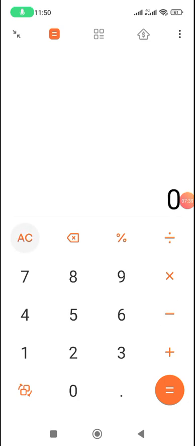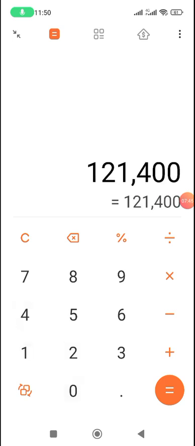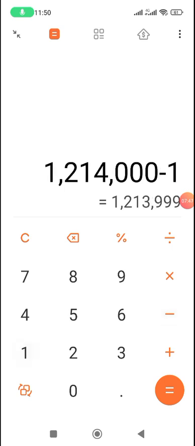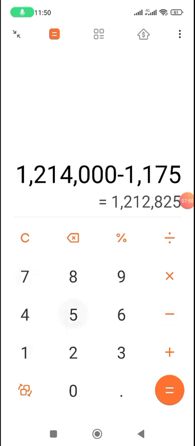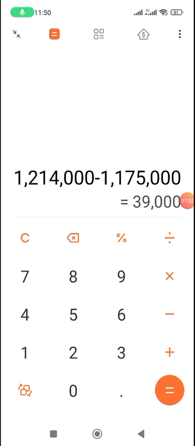So if you minus it, it's like minus like 1175. Okay, so you're going to see like you stand the chance of making a profit of 39,000 just leveraging on black market rates of two different sides.